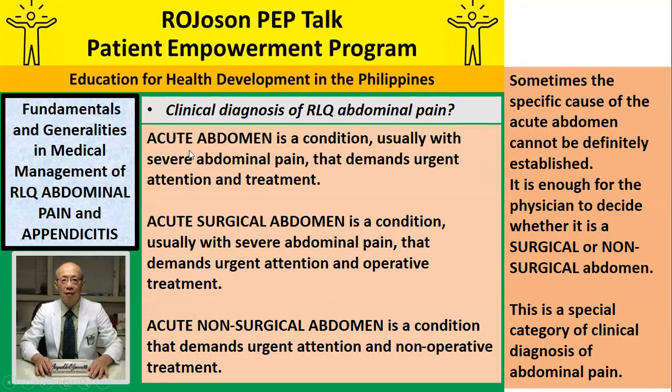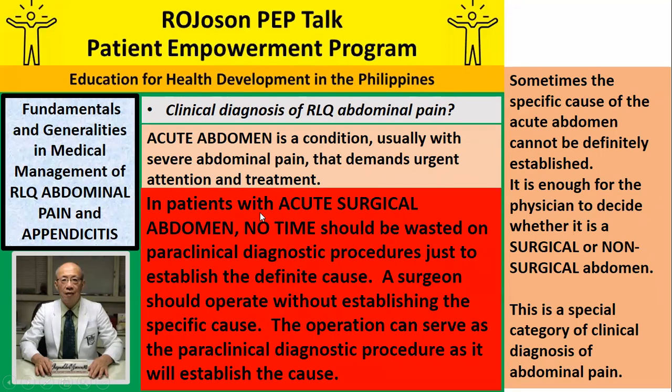Now, let me go back to this acute abdomen thing. As I said, it could be acute surgical or acute non-surgical. So in patients with acute surgical abdomen, if the doctor says the patient has acute surgical abdomen, it will mean that the patient has a severe abdominal pain, but the specific cause of the severe abdominal pain inside the abdomen cannot be definitely established, but for sure it will be something that has to be operated on. So he made the decision that the patient has acute surgical abdomen.